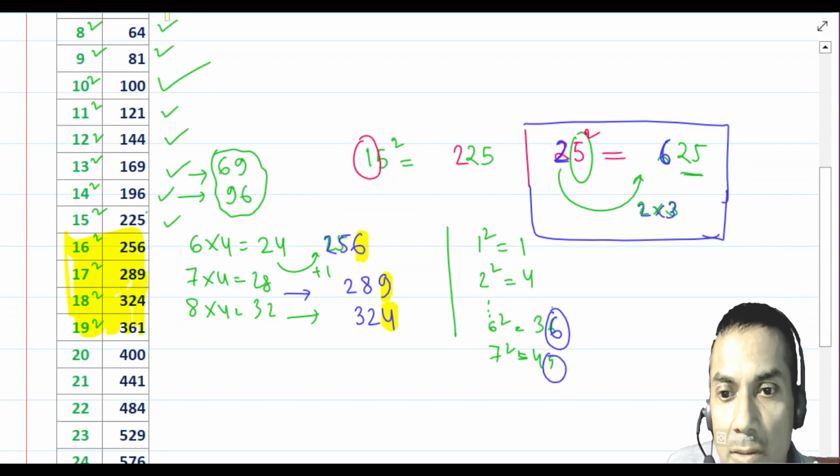Next, 19 square. The same way you can find out the 19 square. 9 into 4, how much? 36, and 9 square is what?